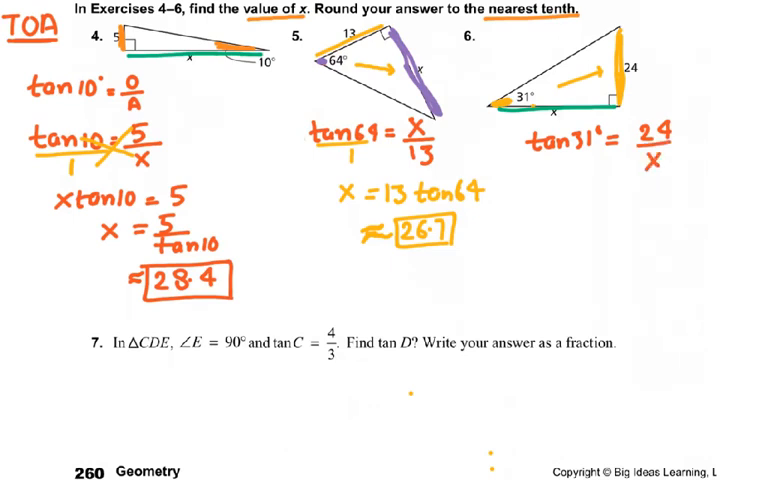As I told you, imagine there is nothing here on the bottom. It's a cross multiplication. X times tangent 31 is equal to 24. 1 times 24 is 24. Divide both sides by tangent 31. X equal to 24 over tangent 31.